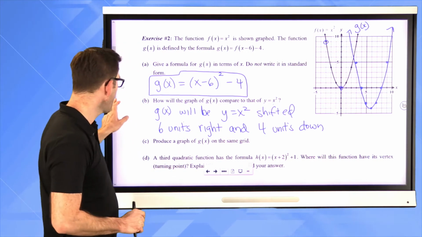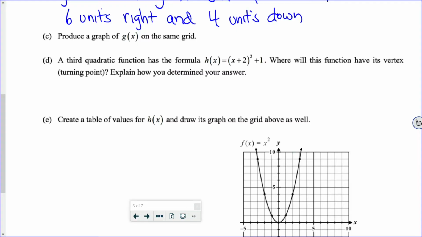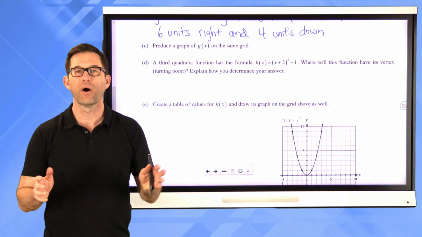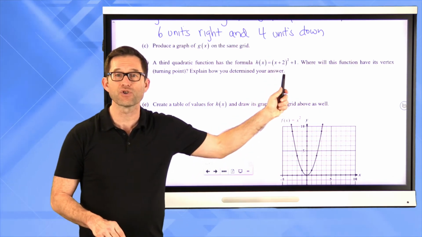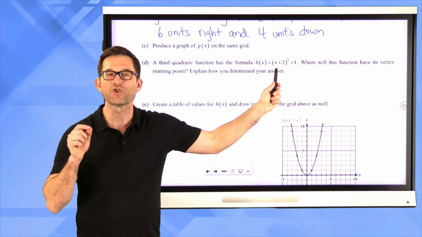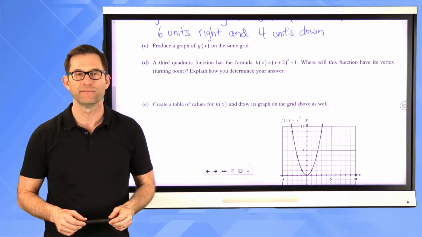So let's now think about that a little bit and take a look at letter D. A third quadratic function has the formula h of x equals x plus 2 quantity squared plus 1. Where will this function have its vertex, its turning point? Explain how you determined your answer. Okay, well, pause the video now and see, without using your calculator, if you can figure out where this function will have its turning point based on shifting the simple parent function y equals x squared.